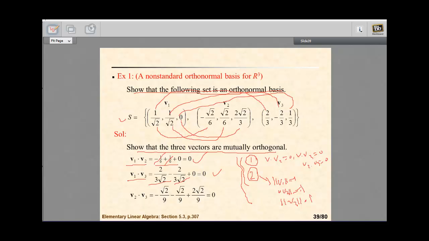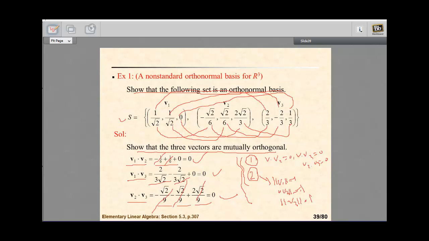In this way we can find. Similarly, the third thing, we will find v2 into v3. We multiply first element to first element, second to second, third to third. When we multiply this, we get root 2 by 9 and minus 2 root 2 by 9 and 2 root 2 by 9. When you cancel these out, that is equal to 0. So it means that these vectors are orthogonal.